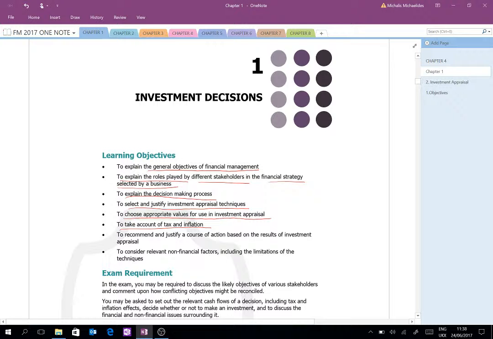And then we are going to recommend and justify a course of action based on the results of the investment appraisal method that we have used. Definitely we have to consider as well other relevant non-financial factors, including the limitations of these techniques. So this is what this chapter covers.